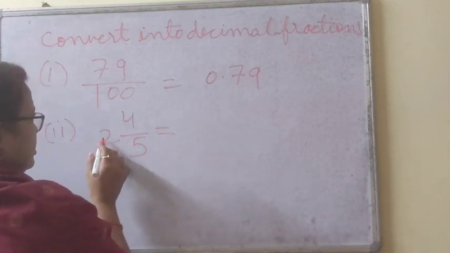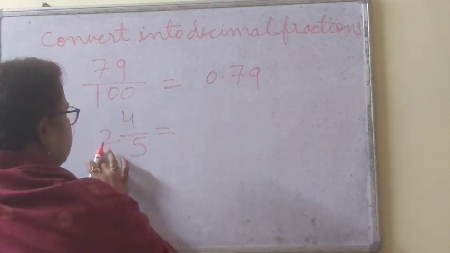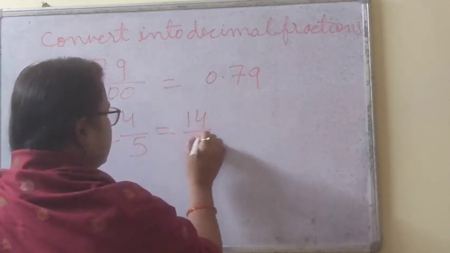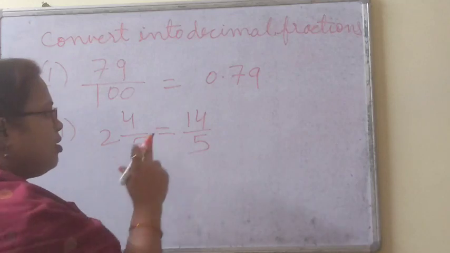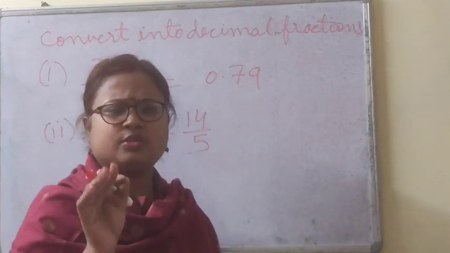Next, if you get this type of question, 2, 4 by 5. So 5 2s are 10 and 10 into 4. Yes. So 5 2s are 10. 10 plus 4 is what? 14. 14 by 5. Okay. Now how will you convert it in the decimal fraction? Simplest way I am telling you.